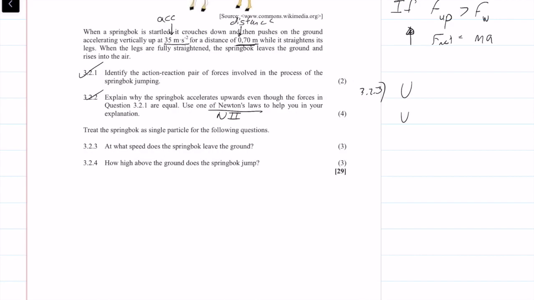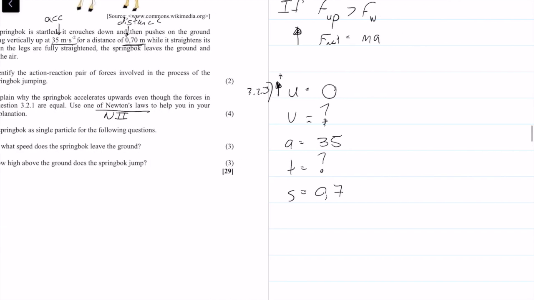UVA. My U and my V can look very similar. ATS. Okay, so we know the initial velocity is 0. The final is what we're looking for, so it is the unknown. The acceleration was given as 35 meters per second squared, and we're going to take upwards as positive. The time is also unknown, and S is the distance, which is 0.7. Okay, so we can use the equation V squared equals U squared plus 2AS.